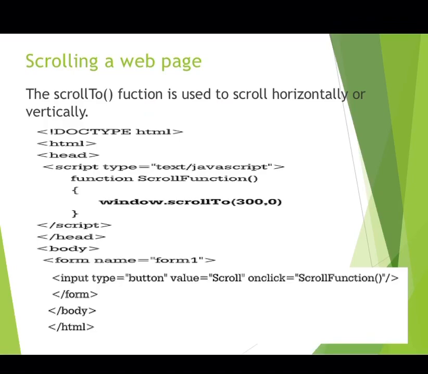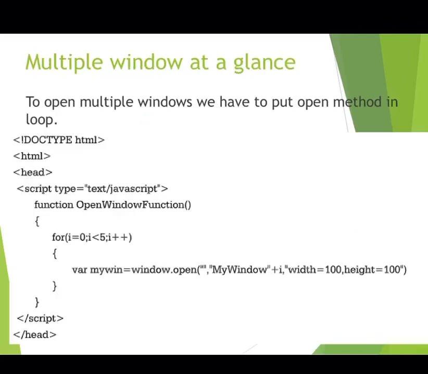You will have a horizontal scroll bar on your window and you can scroll with the help of it. If you write 300, 200, you will also get a vertical scroll bar there. If you specify any value instead of 0, you will get a vertical scroll bar. So close the form, close the body and close the HTML tag. Let's see the output. So just execute the code and see the output.